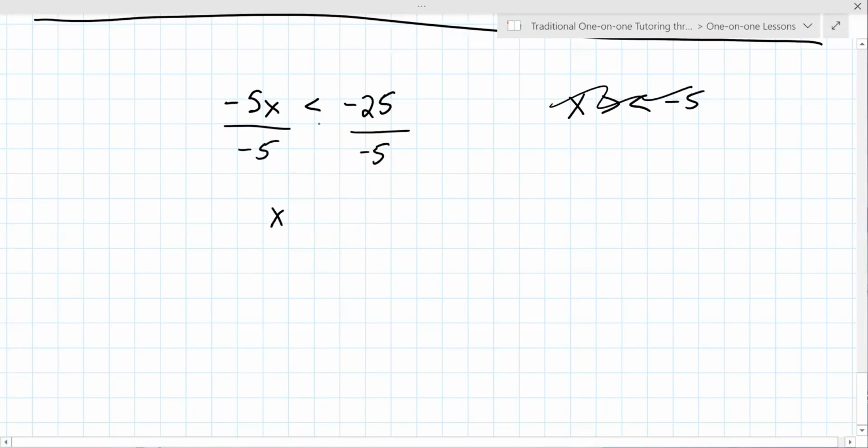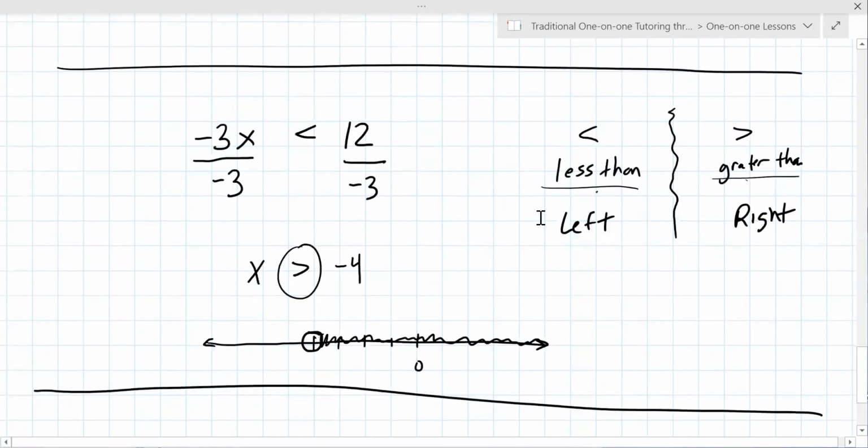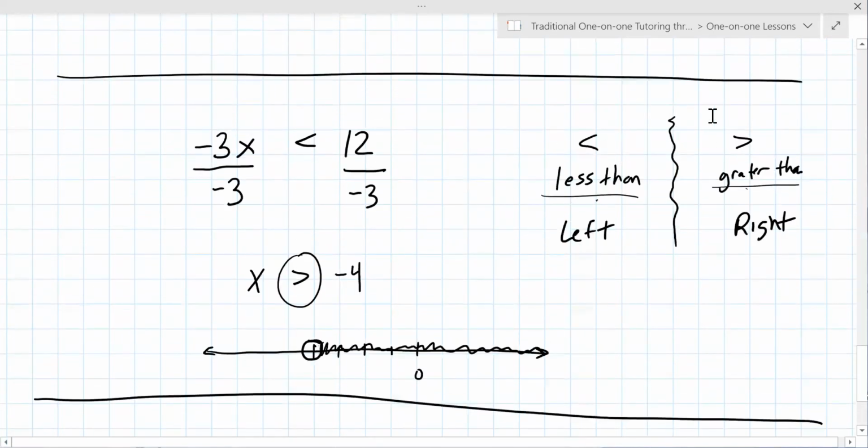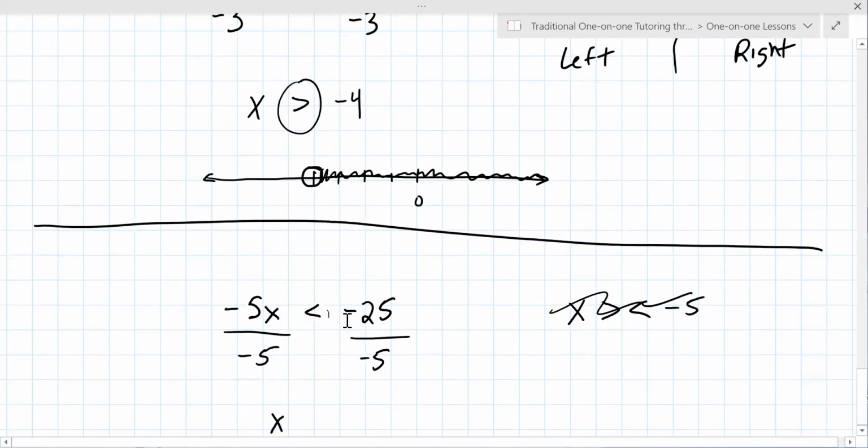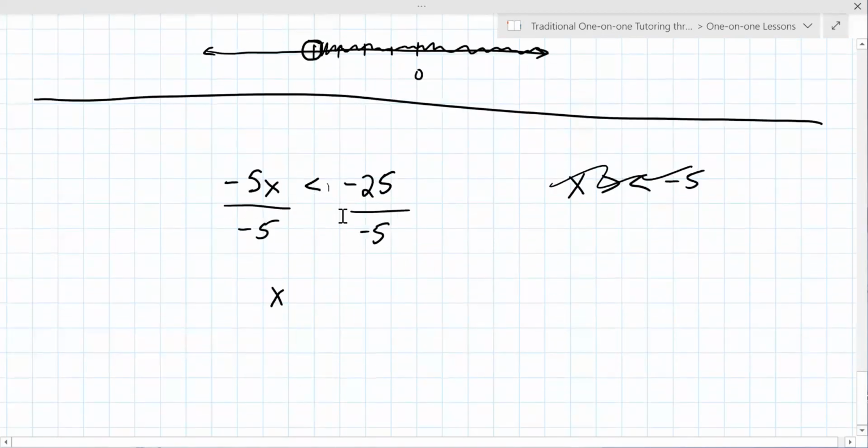Tell me the name of this symbol that I'm circling right here. Greater than? No. Less than. You gotta write this down so that when you see the symbol, you know what to do. Okay, I think I know now. So this is less than. Yeah. What happens when you multiply or divide by a negative? We'll divide by negative. Yes.